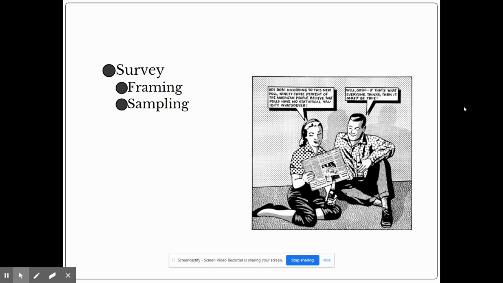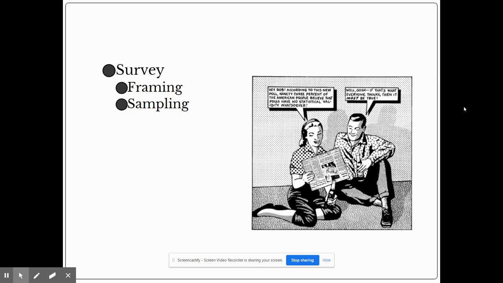There are three primary ways that we can conduct research. The first is a survey. A survey asks a large number of questions to a large number of people to develop conclusions about those people's habits and about their opinions.